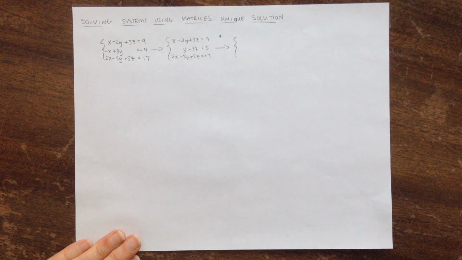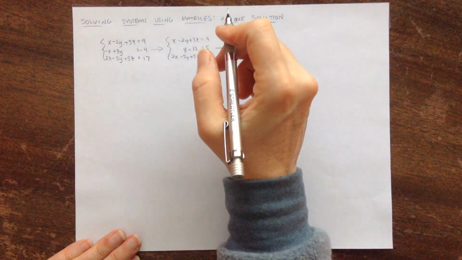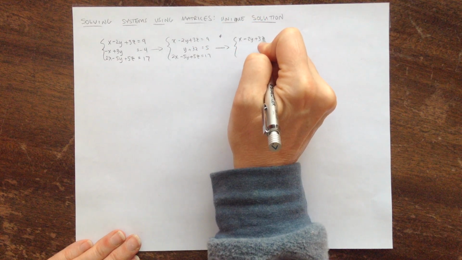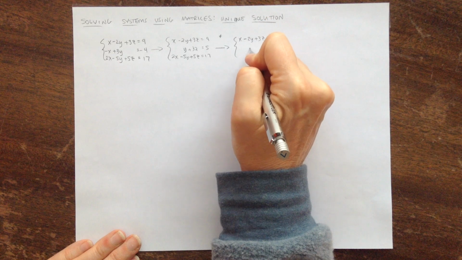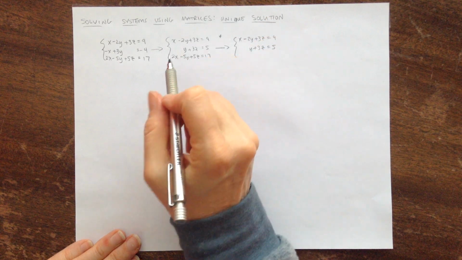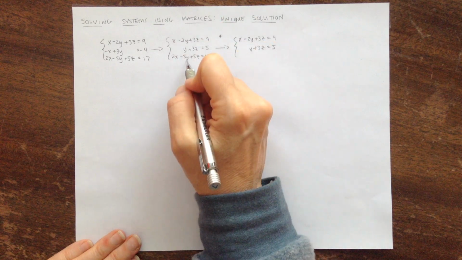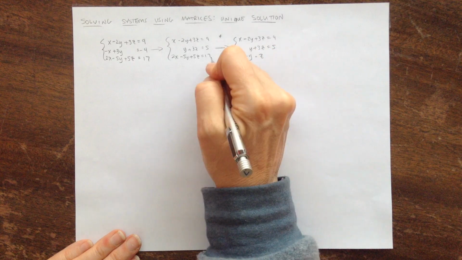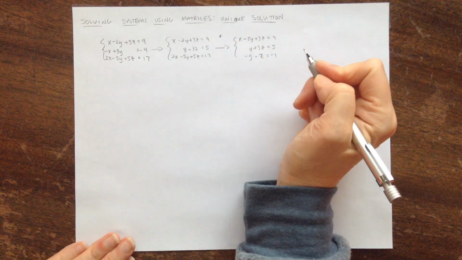So the next step I'm going to make is to add negative 2 times that first equation to the third equation. So it's only the third equation that I'm doing something to. And I get this plus negative 2 times that is 0, this plus negative 2 times that is negative y, this plus negative 2 times that is negative z, this plus negative 2 times that is negative 1.